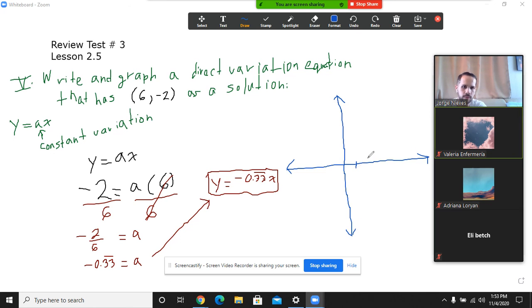1, 2, 3, 4, 5, 6. 1, 2, 3, 4, 5, 6. -1, -2, -3, -4, -5, -6. -1, -2, -3, -4, -5, -6.